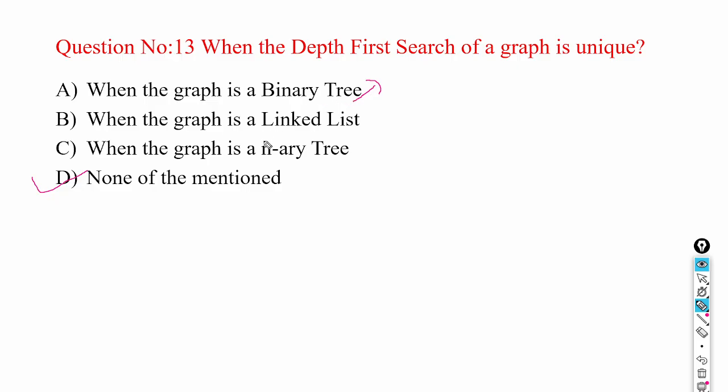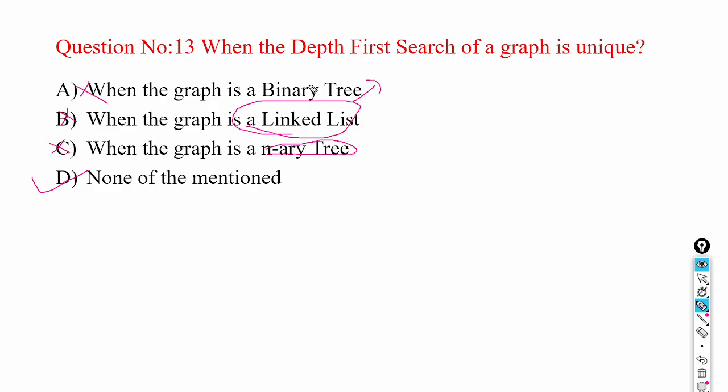So the question asks about the graph DFS. There is no linked list in the graph, so the child order may vary. In an array tree, there are some nodes and root nodes, but the child order differs for the children. So this is also a wrong option.